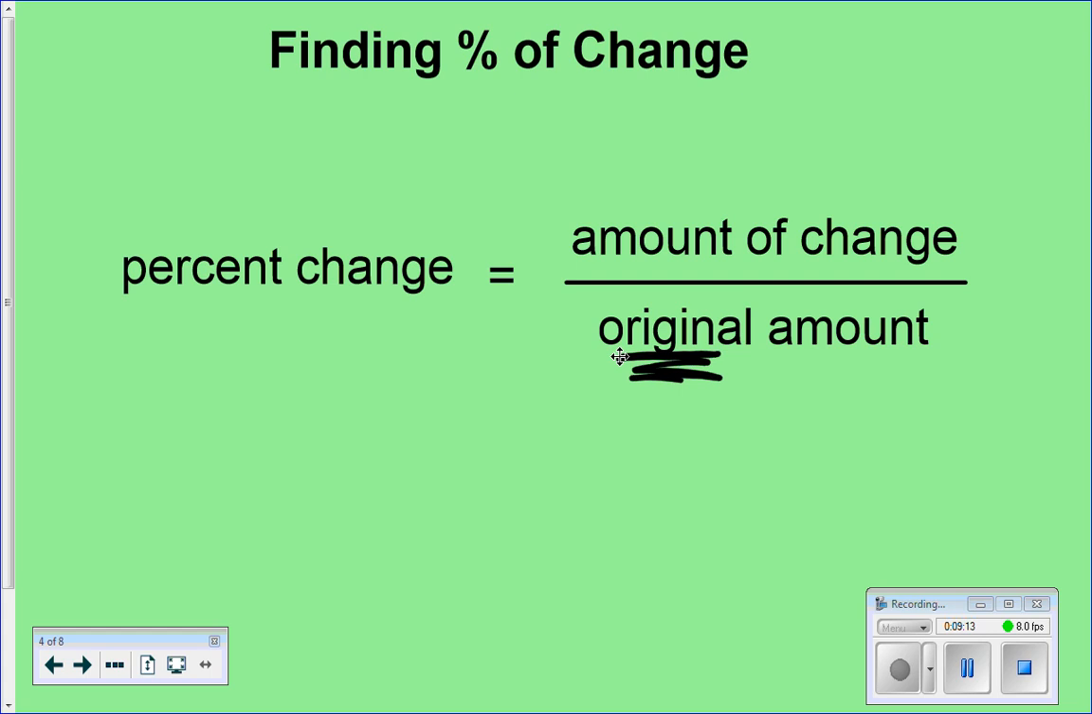Now I'll show you how to find these things. Percent change can be an increase or a decrease, and then on top is the amount of change over the original amount.